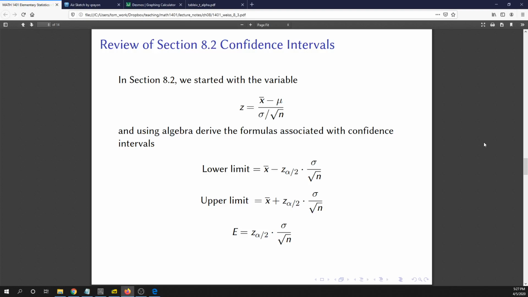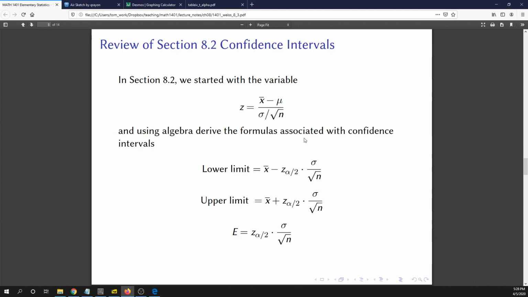All right, in this video, we are going to talk about how to construct confidence intervals when sigma is unknown. We are going to review very quickly what we did in section 8.2 because we're going to see that it's very, very similar. If you go back in this part, we actually derived these formulas, well, not really derived them, but just showed basically the connection between this variable z and the form of the confidence intervals.